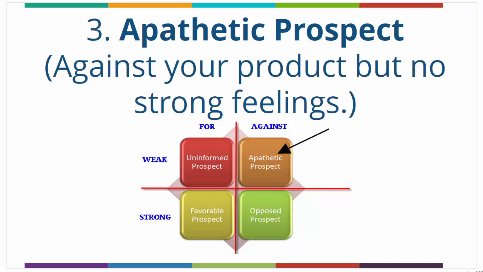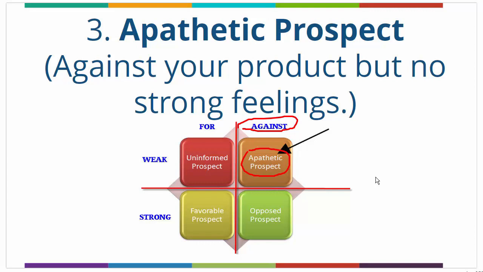Okay, now let's go on to our third quadrant, and here now we have prospects who we can say are apathetic. In other words, they are not particularly for your product. They are basically against your product, but weakly so. Okay, they are against your product, but they are weakly so.